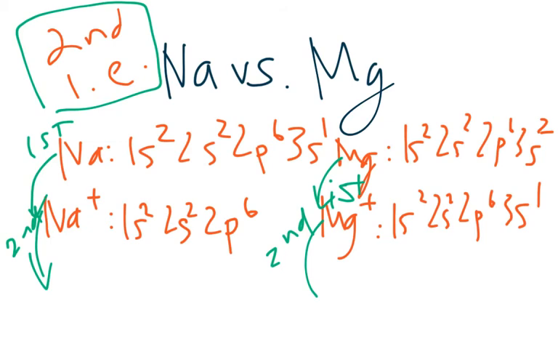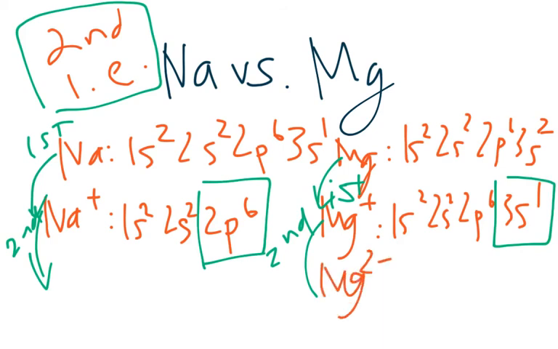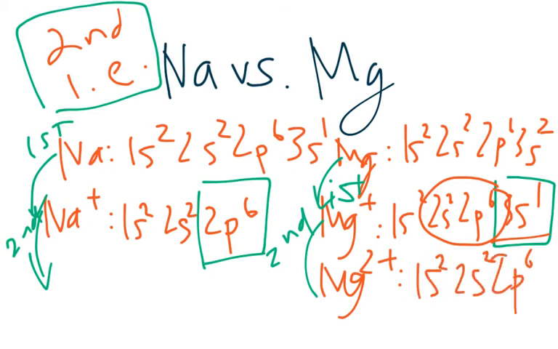Is it easier to take an electron from the 2p sublevel or the 3s sublevel? Well, Mg+ wants to be Mg2+, because it wants a full octet. It wants this 2s2, 2p6, and by losing this, it can become that. So Mg2+ is 1s2, 2s2, 2p6, and Mg2+ is happy. So removing this electron will take very low energy.